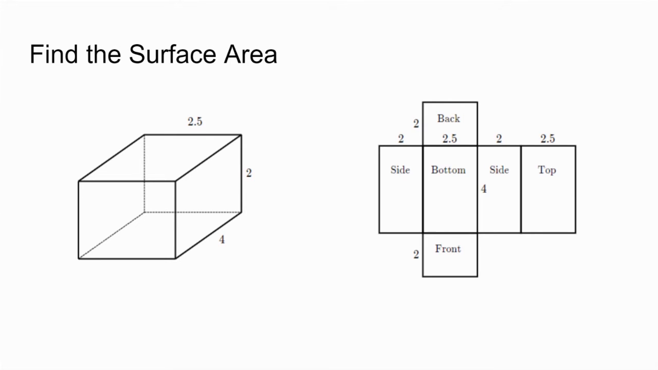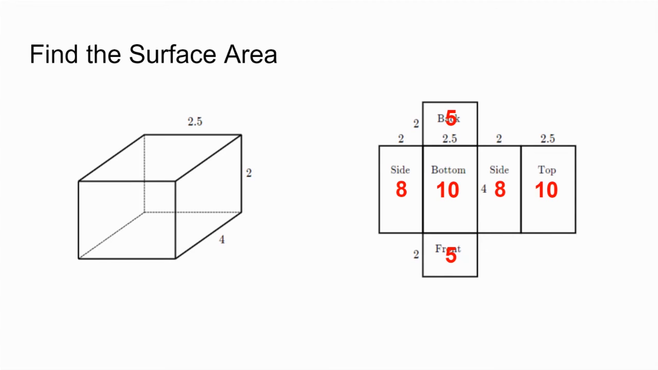So this side rectangle, it is 2 by 4. Area of a rectangle is base times height, so that's going to be 8. This rectangle is 2.5 by 4. Base times height is 10. The next rectangle is 2 by 4, which is 8. 2.5 by 4 is 10. This rectangle that's labeled back is base times height, 2.5 by 2, which is 5. And the one that's labeled front is also 5.